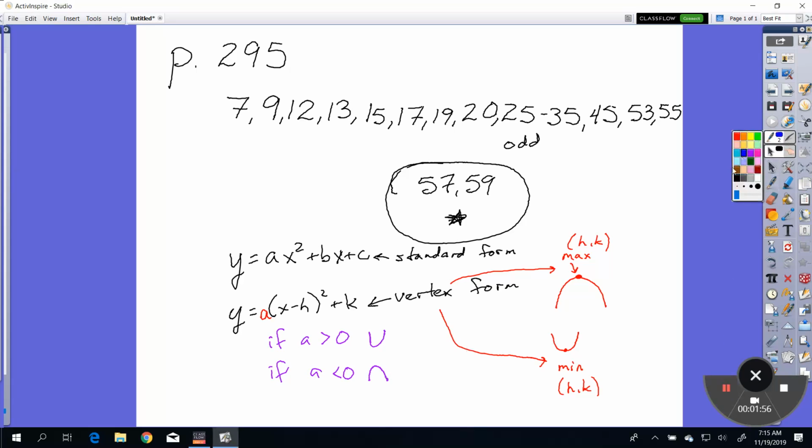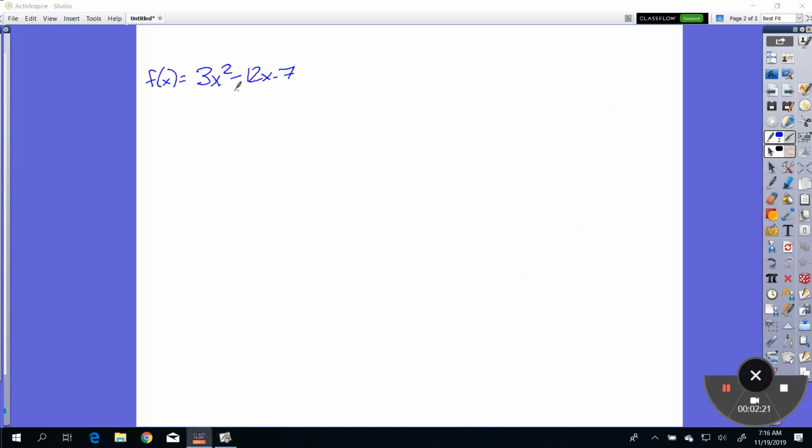So all of these are symmetrical because they're parabolas and they're cut in half. So if I cut this in half, this dotted line is called the line of symmetry, and it'll always be the x value. So it'll just be x equals h, whatever that value is. So that's always going to be your line of symmetry. So that's in standard form, right?